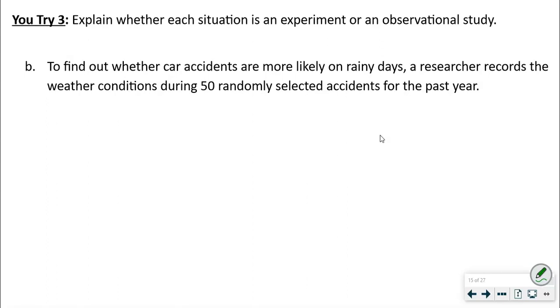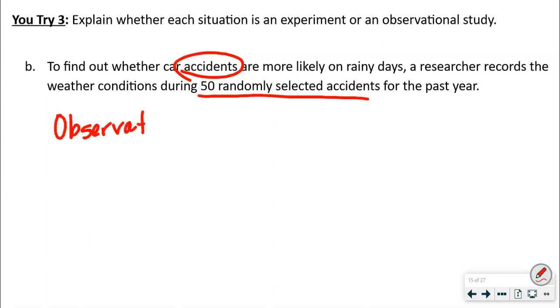Okay. So let's look for some words here: to find out whether accidents are more likely on rainy days. Okay, so this is an accident, y'all. So are we going to cause accidents? Are we going to control whether an accident happens or not? Right. So we're going to talk about 50 randomly selected accidents, but this is going to have to be observational. Why? Because obviously you could cause harm to a person in a car accident. So it's logical: if you can cause harm to somebody, it's always going to be observational, okay?